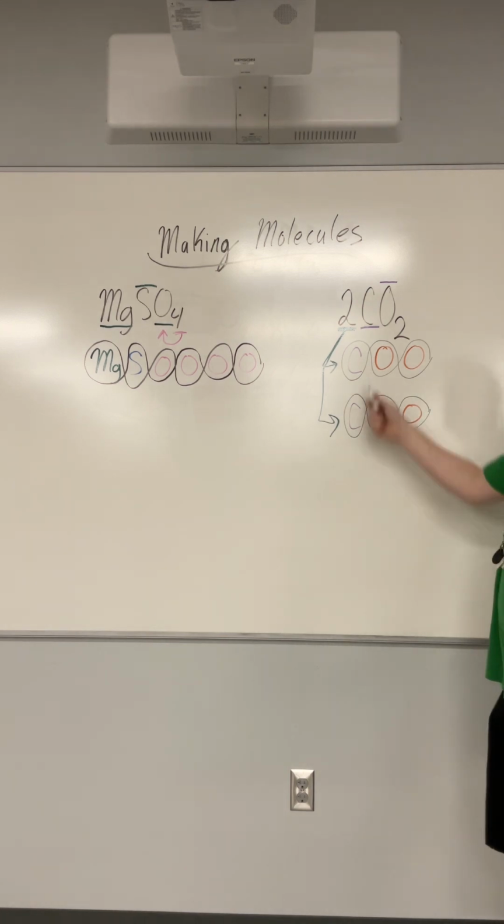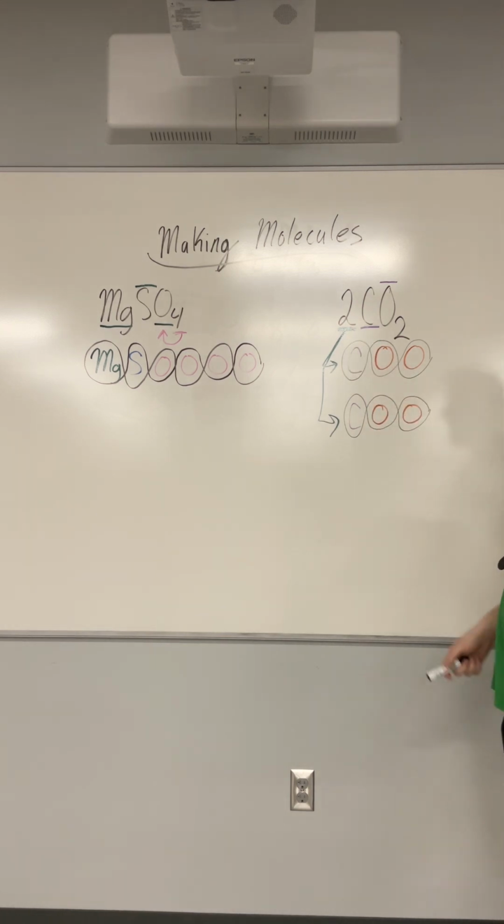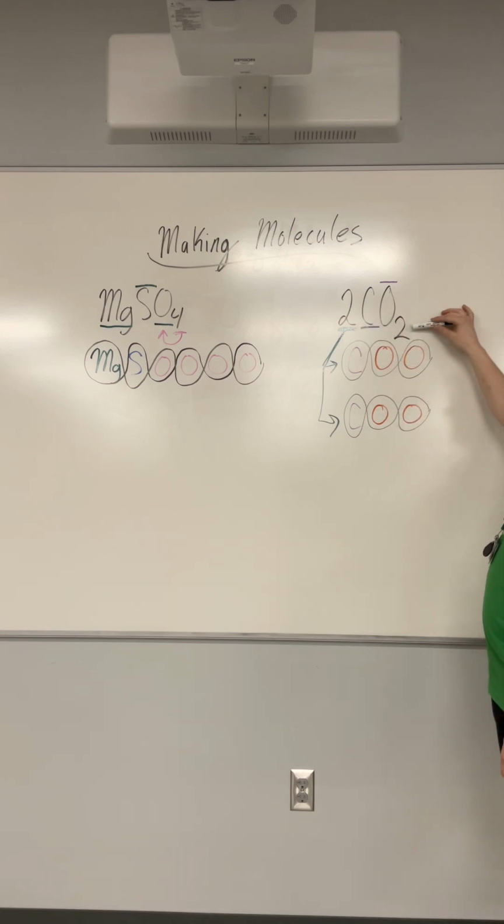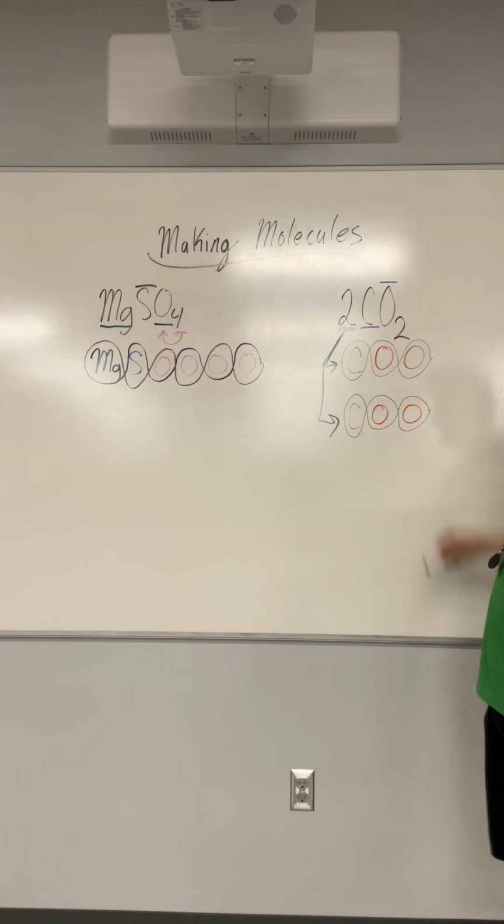And we're good. So the big number in front tells us how many molecules we're going to have. If it's a little subscript number, it's going to tell you how many atoms are in the molecule.